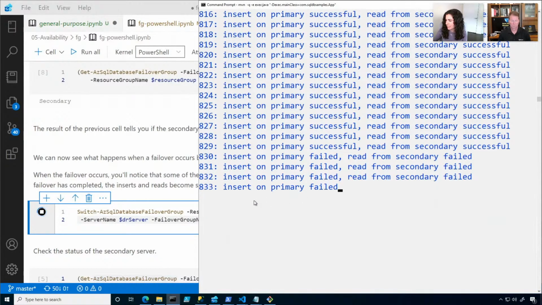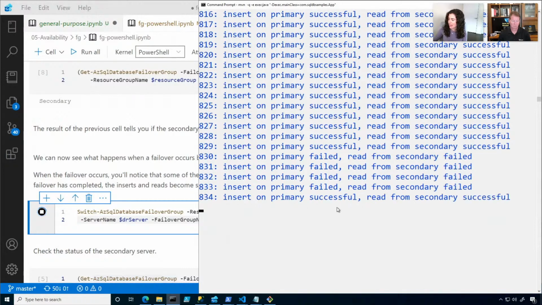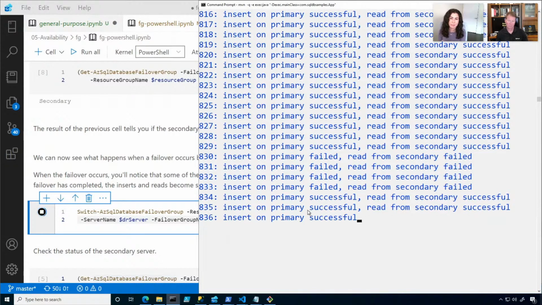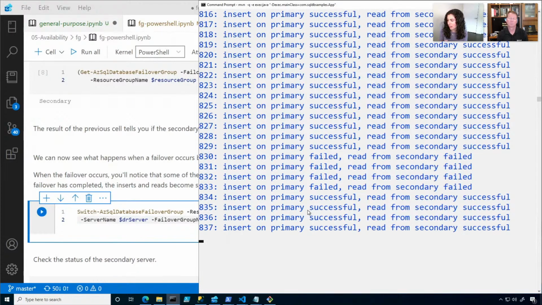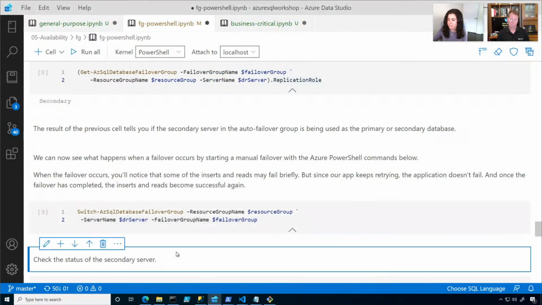And so we'll get a few failed inserts and reads, but once we're back to being connected like we are now, we can see that without me changing anything in my application, we're back up and running. So a few things here. This is why it's so important to have retry logic in your application. And also, auto failover groups having this read-only listener and read-write listener is so valuable.